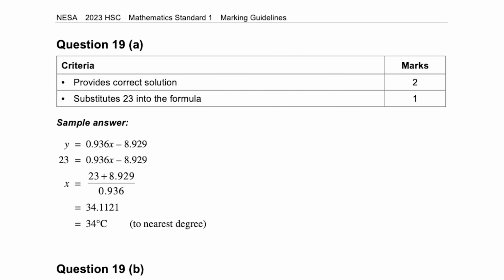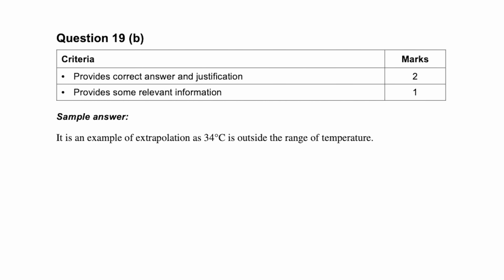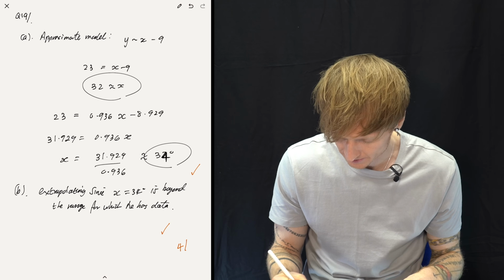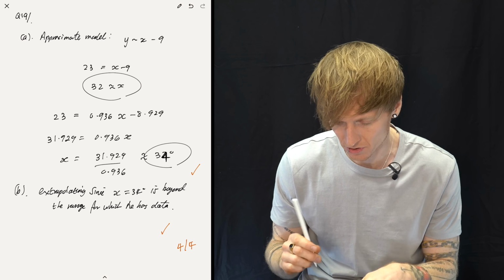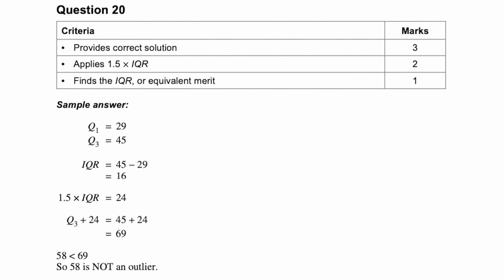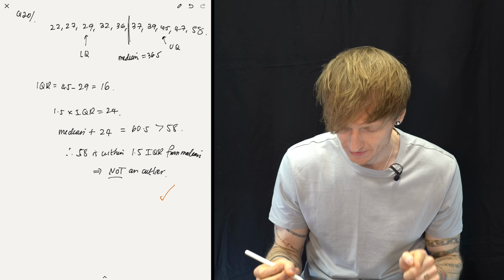Yes, 34 degrees. Fabulous. And B, it's extrapolation because it's outside. Perfect. It's 4 out of 4. 20. Okay. Is it an outlier? It's not an outlier. Awesome.